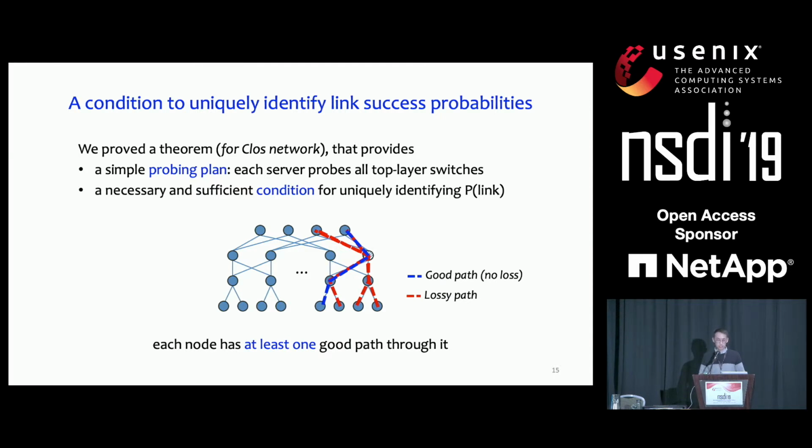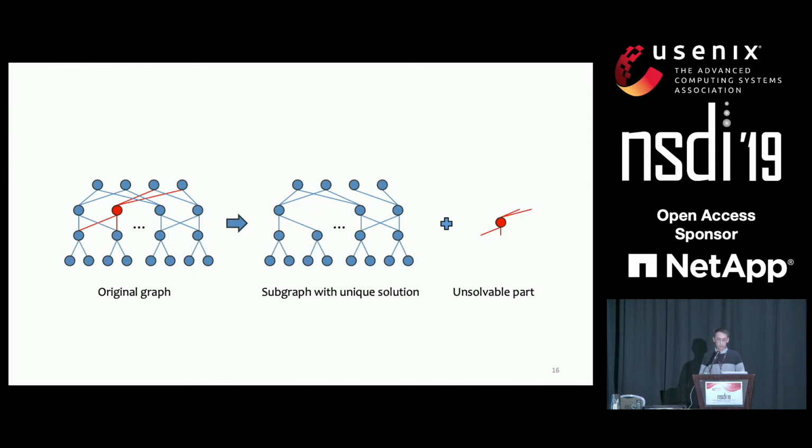By applying this condition on the whole network, we can split the graph into two: a subgraph where each of the nodes has at least one good path, and an unsolvable part. If we examine the unsolvable part, we find that these are a set of devices that do not have even one good path through them. Usually, we have hundreds to thousands of paths through one node. If not even one of them is good, it's a pretty strong signal that this device itself has some problem. And this is our device failure detection algorithm.